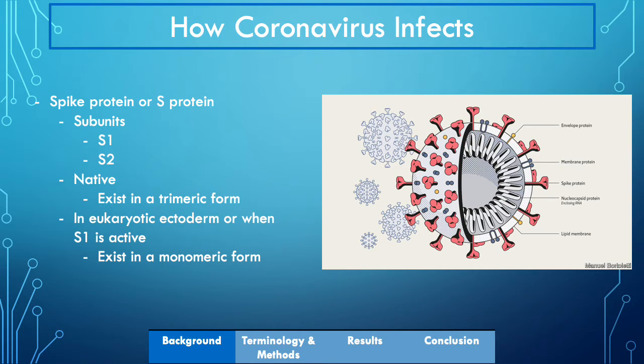The S protein has two subunits. It has an S1, which is essentially just a receptor binding domain in the N-terminal surface, and then an S2, which is a C-terminal transmembrane subunit that fuses with the host cell membrane.